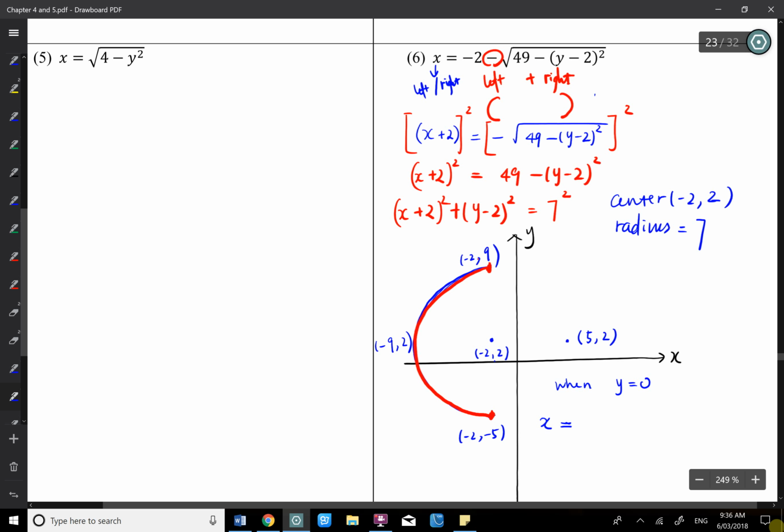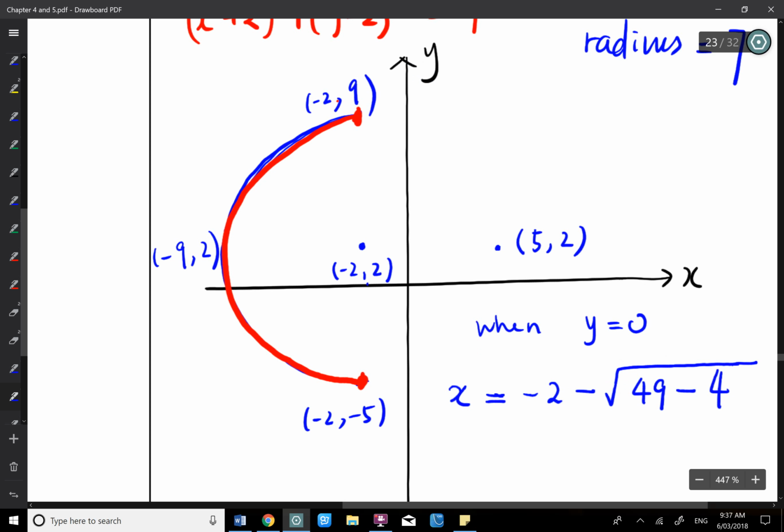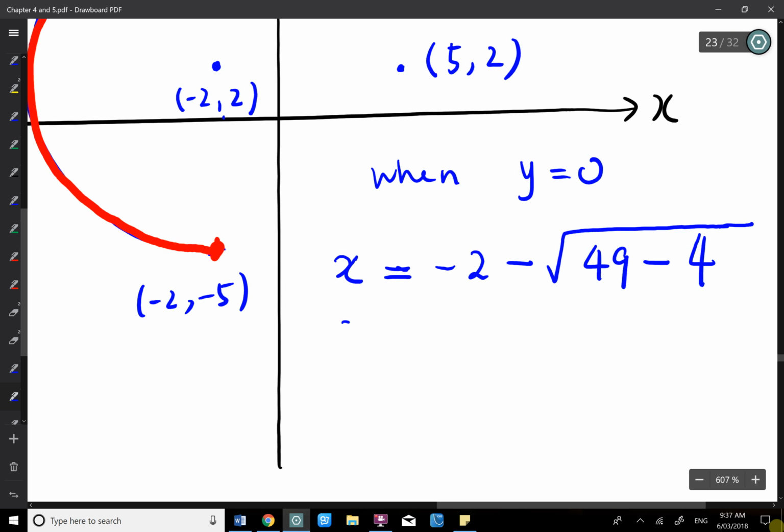So x equals -2 minus square root of 49 minus, when y is 0, that's -2, and -2 squared will be 4. So x equals this, and that's 45. So -2 minus 3 root 5.